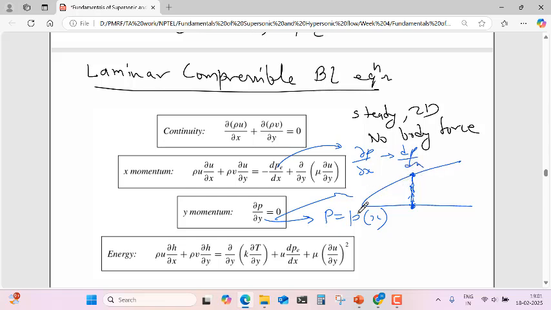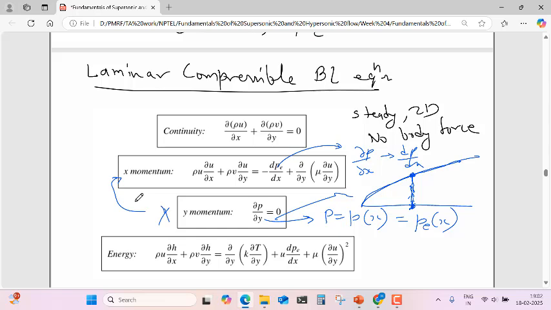And one more thing, whatever is the pressure at the wall, it will be the same at the edge and any other point of the boundary layer. So we have directly substituted the pressure at the edge. So we are taking the pressure at the edge of the boundary layer in this equation. Whenever we are solving, we don't need the y momentum equation because we have already taken its effect in this x momentum equation.